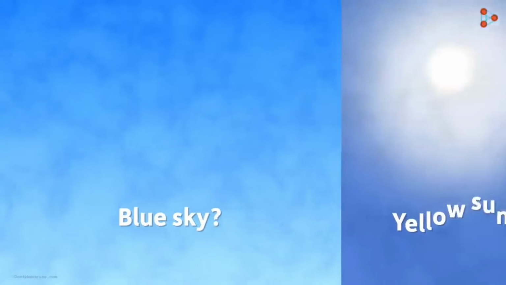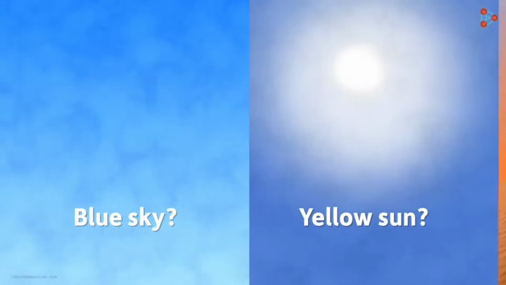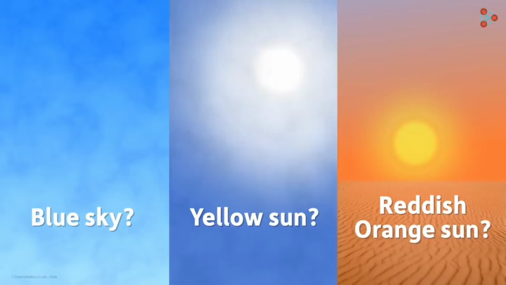Some of the common questions kids ask are: why is the sky blue while the clouds aren't? Why is the sun yellow? And why does it turn reddish-orange during sunrise and sunset? These questions might look difficult to answer at first, however, the physics behind them is not difficult at all.